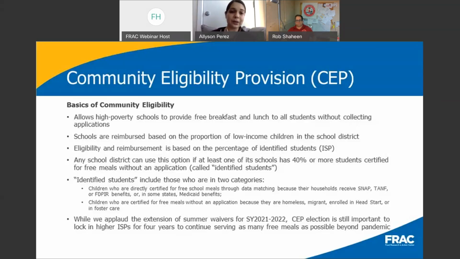We are very happy about this, and we also want to make sure that schools and districts recognize the opportunity that community eligibility provides as an option to continue to serve these students free meals on a 4-year cycle beyond the pandemic. We want to make sure that they take advantage of these higher ISPs observed during the pandemic because of increased need, and make sure that they lock in these higher ISPs for 4 years so that it can help schools and districts serve as many free meals as possible to students once school nutrition operations do return to normal eventually. Next slide.